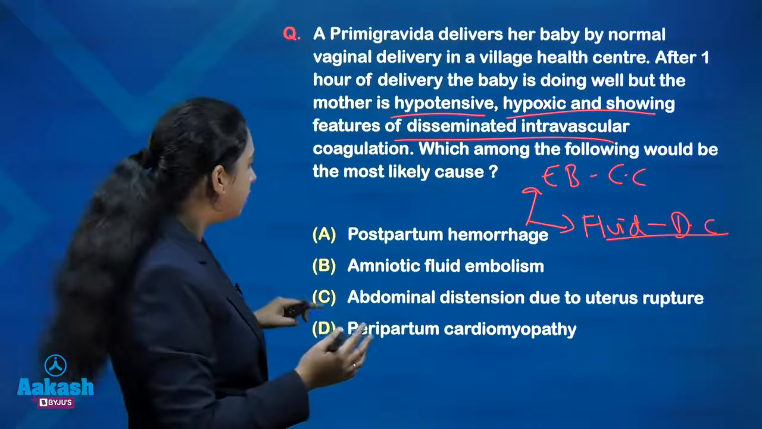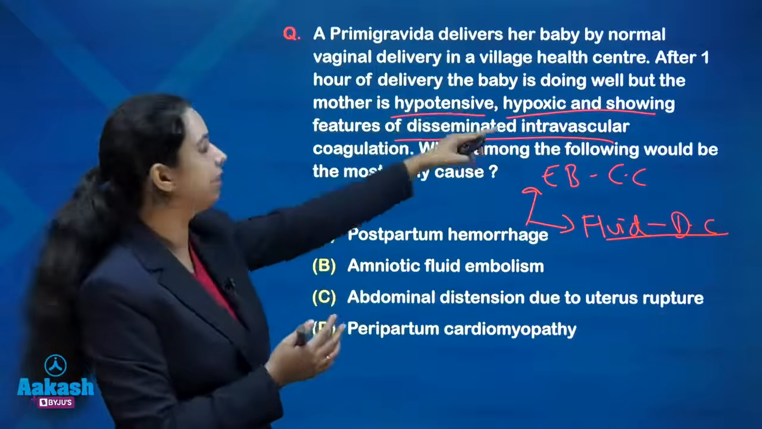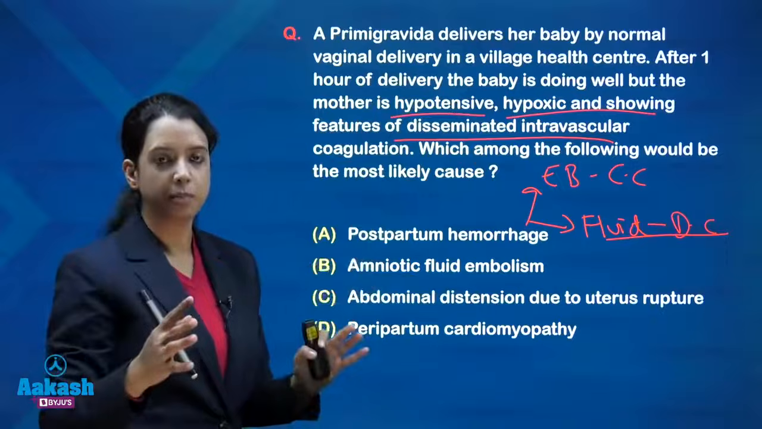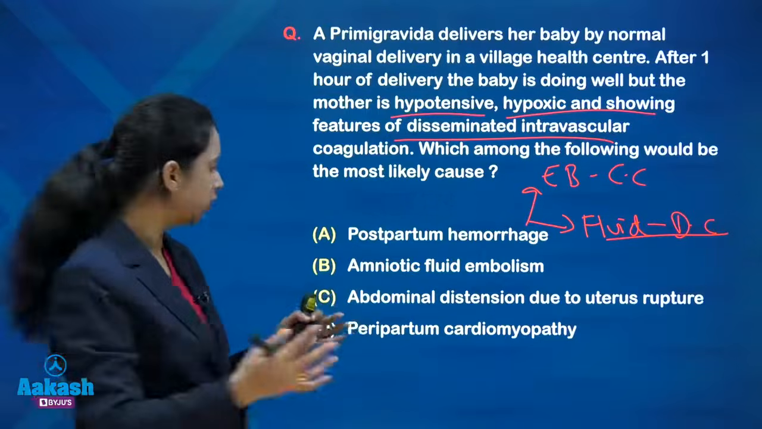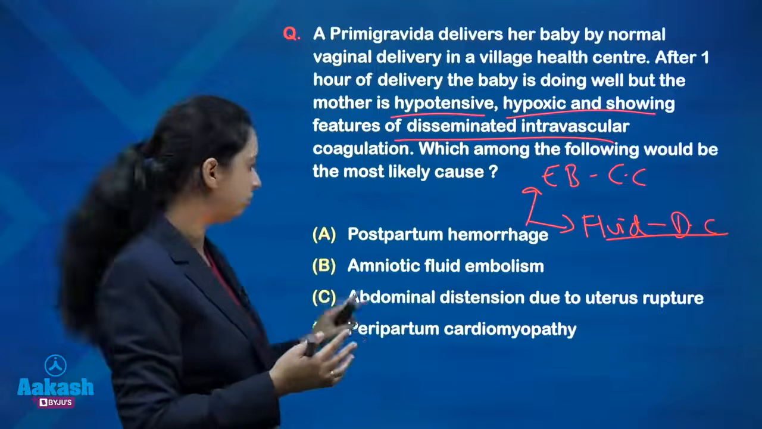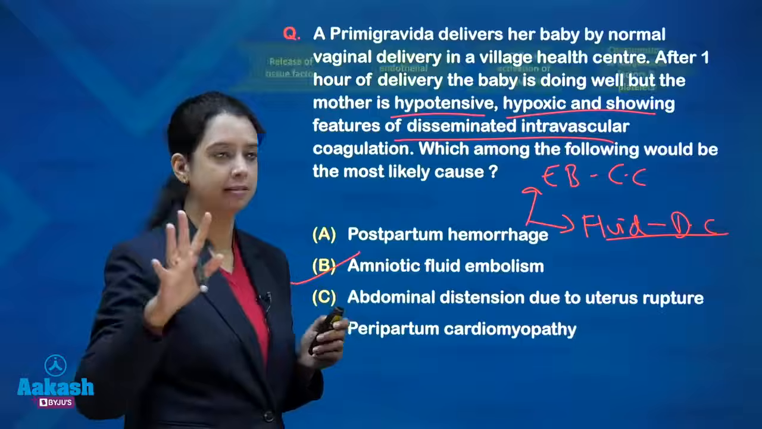Okay. Abdominal distension due to uterine rupture. Now, uterine rupture will not present after 1 hour. It is an acute presentation. The patient will be immediately hypotensive, hypoxic and will have DIC. So, it will not be seen after 1 hour, so this is also out. The answer is amniotic fluid embolism, which presents with DIC.